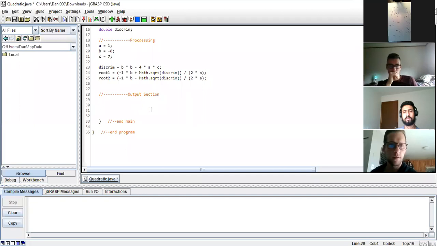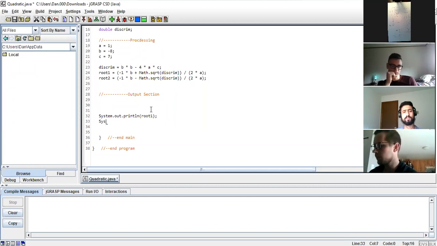So just for curiosity's sake, before I put all the bells and whistles in, I'm going to add System.out.println root1 and System.out.println root2. In a minute, I can go back and add labels like this is this, this is that, and a welcome message. I just want to make sure that it works right now.